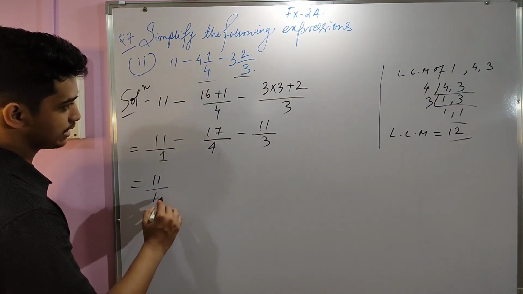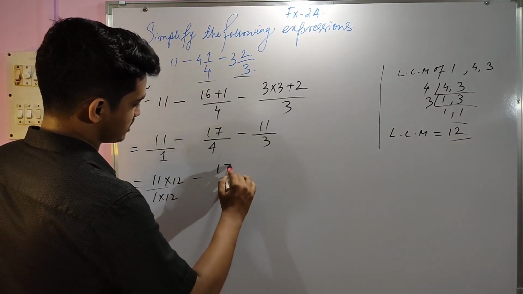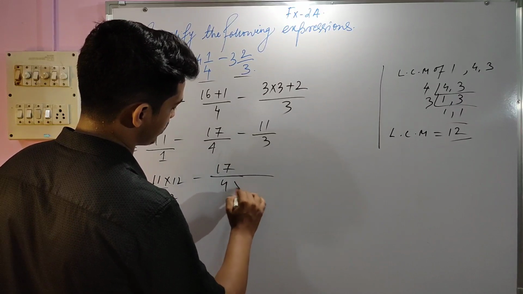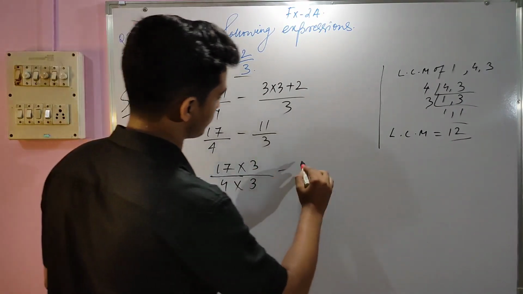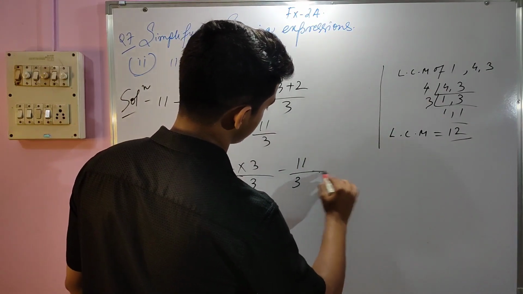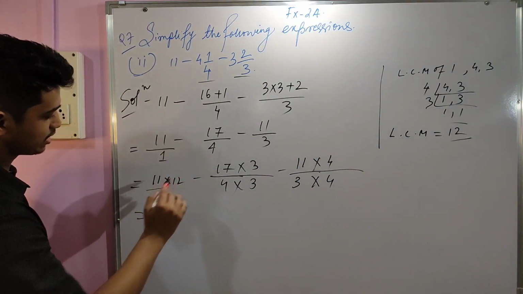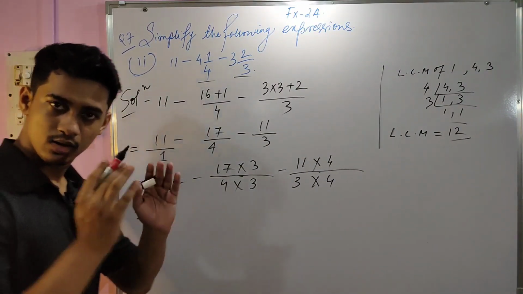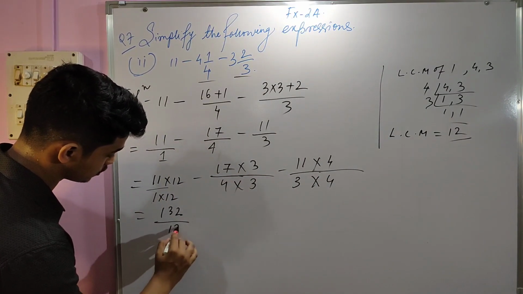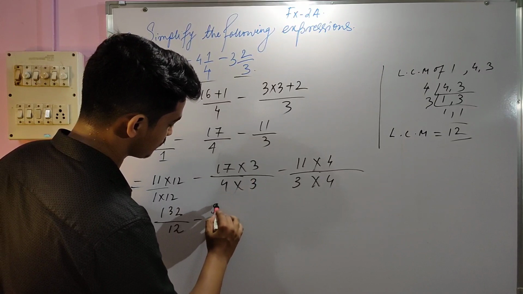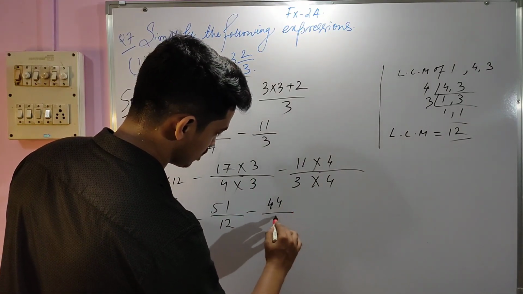So 1 into 12, 17 by 4, 4 into how much gives you 12? That is 3. 17 into 3 and then minus 3 over here, 3 into 4 and 11 into 12, right? So 11 into 12 is what? 12 into 10 is 120, 120 plus 12 is 132. So 132 by 12 minus 17 into 3 is 51 by 12 minus 44 by 12.